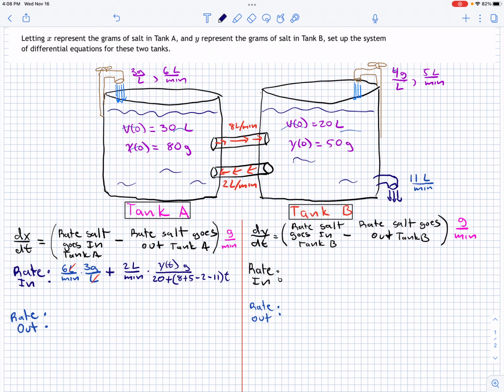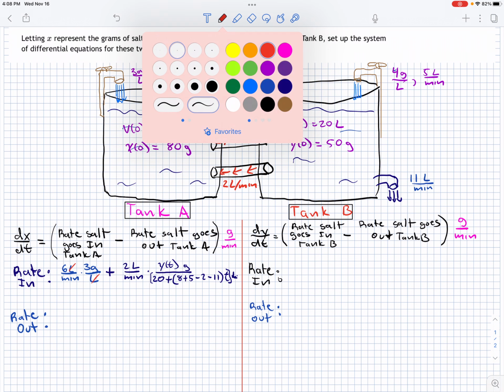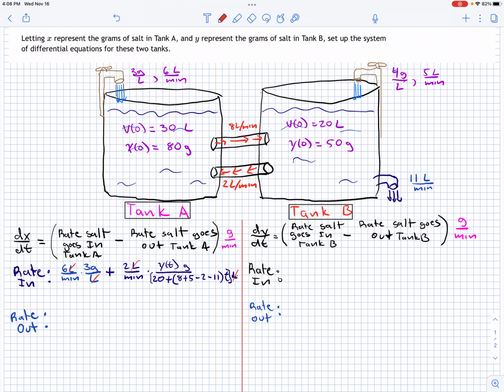And again, just to state that this is going to be in liters, and what's nice about that is the liters cancel out, and we have grams per minute. And again, just to highlight, as I said it quickly, this 8 plus 5 minus 2 minus 11 is just us summing. We got stuff coming in at 8, coming in at 5, so that's where 8 plus 5 comes in, minus 2 liters going out, minus 11 liters going out.